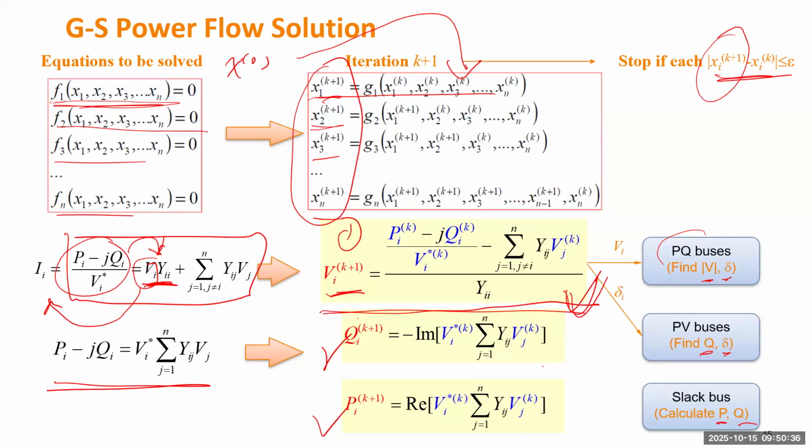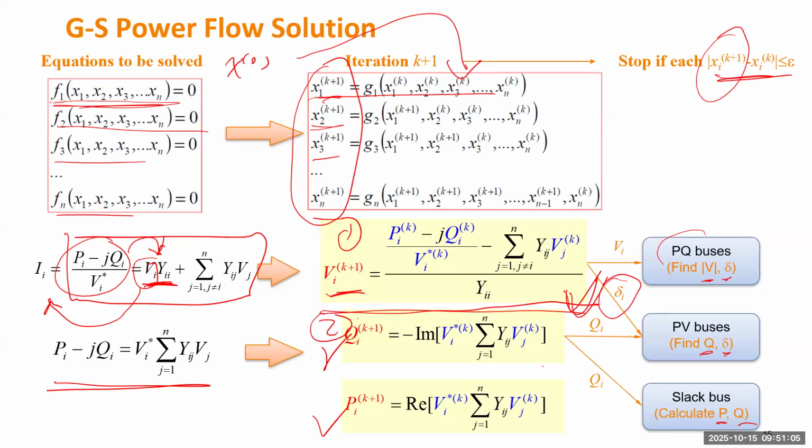For PV buses, we know P and the voltage magnitude, but we don't know the angle. We still need to utilize formula number 1. But for formula 1, we don't use the voltage magnitude because the voltage magnitude is already given. So we only need angle information from the first formula at each iteration. Next, for the PV buses, we also need to know Q. So Q will need the second formula about Q.